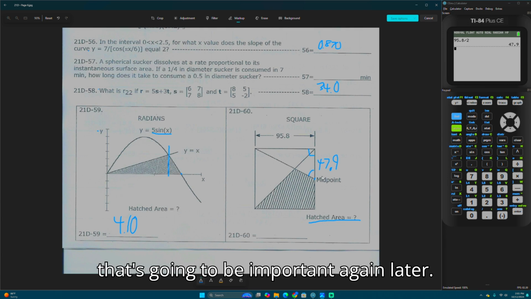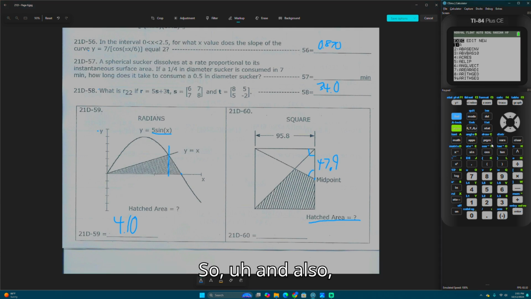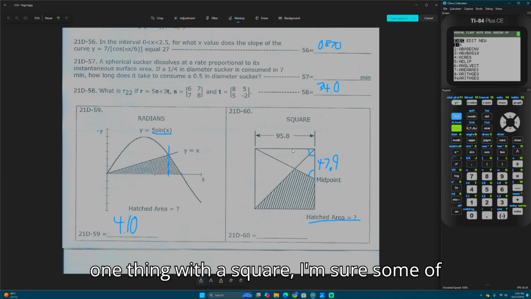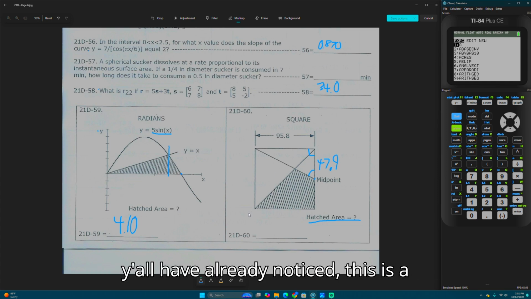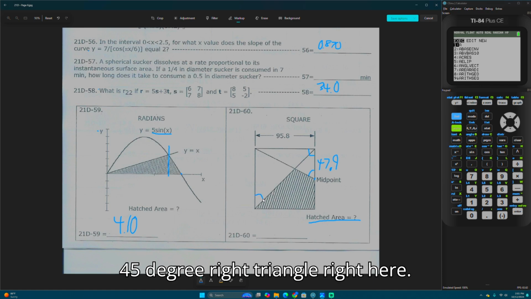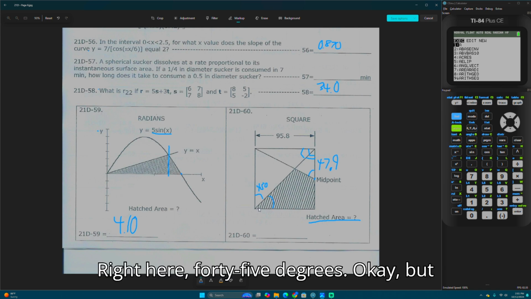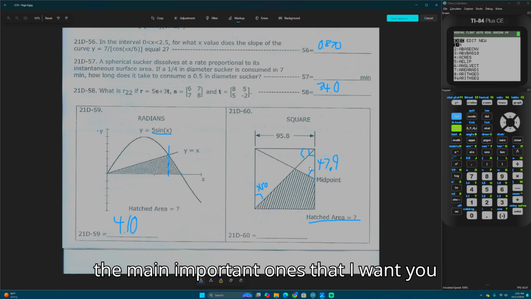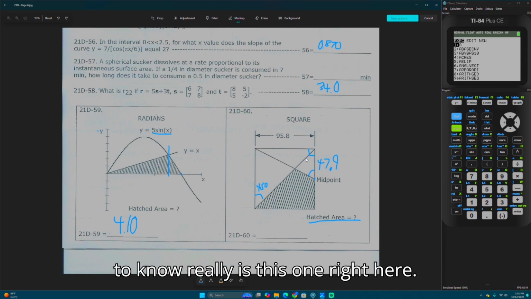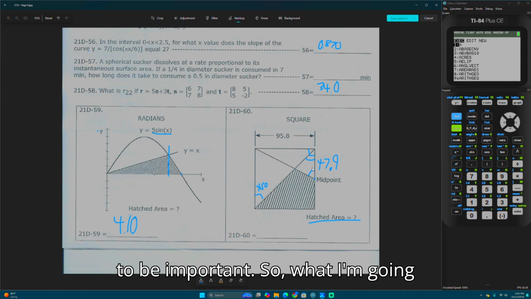We can find this angle. That's going to be important again later. Also, one thing with a square, I'm sure some of y'all have already noticed, this is a 45-degree right triangle right here. All of these angles are 45 degrees. Well, not all. That isn't, because that's not a diagonal. But that right there is 45 degrees. So is that. So is that. And where's the last one? Right here, 45 degrees. Okay, but the main important one that I want you to know really is this one right here. That's 45 degrees. That's going to be important.